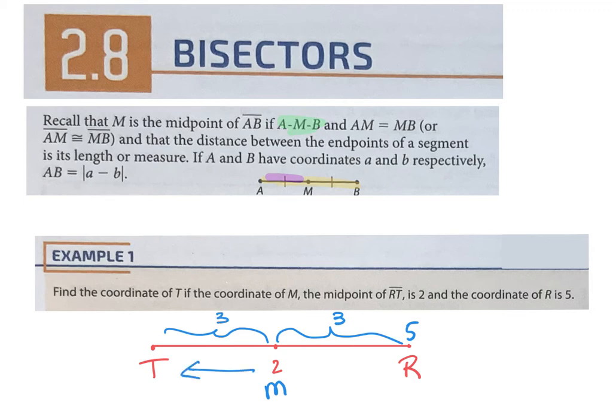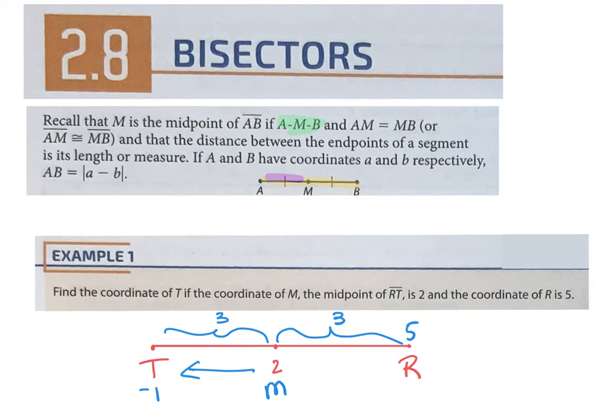What number is going to be over here if that's 3 away on a number line? This is a number line. -1. So they're just asking for the other endpoint. They're the same distance. So that's all midpoint is. Midpoint is exactly the same distance from either endpoint. That's all they're telling you there.